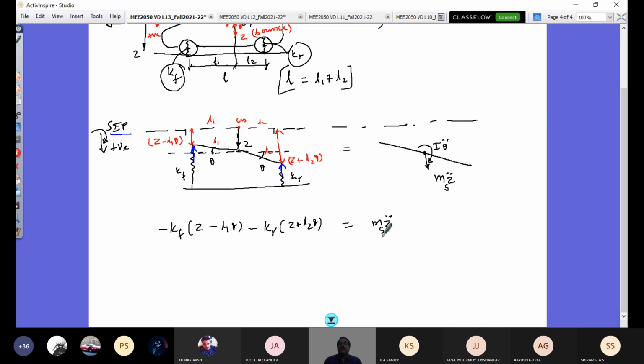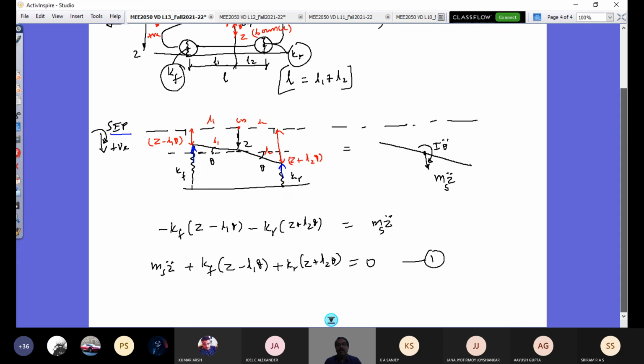So this mass is ms, sprung mass alone, so put the subscript ms here. My first equation is going to be ms z double dot, and this goes on the other side: Kf into (z minus L1 theta) plus Kr into (z plus L2 theta), and that is going to be 0. That's my equation number 1. You see here, I have z and theta combined. When both of them appear here, that's why it's called a coupled motion equation.